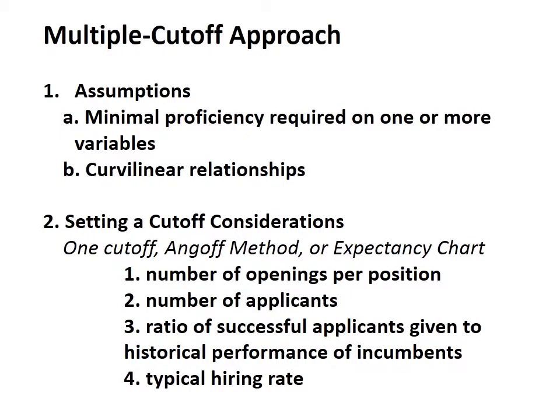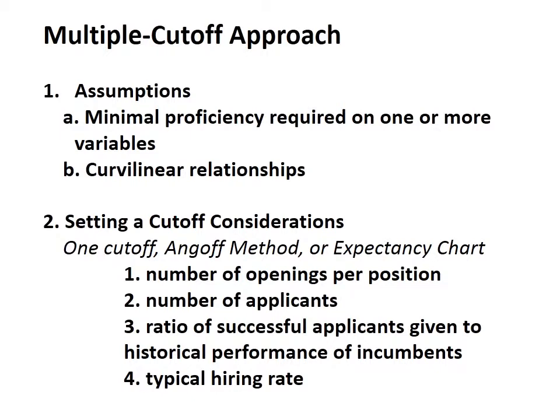So there are expectancy charts made to generate cutoff scores, and what you do, again, is you look at all 4 of these factors, not just the ratio of successful applicants given historical performance. So that's what we've been talking about before. If you use a single cutoff based on kind of a gut feeling, previous data has found that if we let in someone with a cognitive ability score of 110 or higher, they're very likely to perform well, so we're going to choose that as our cutoff.